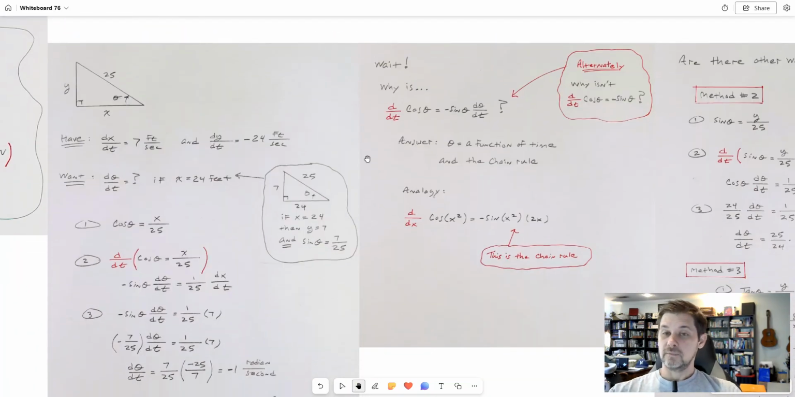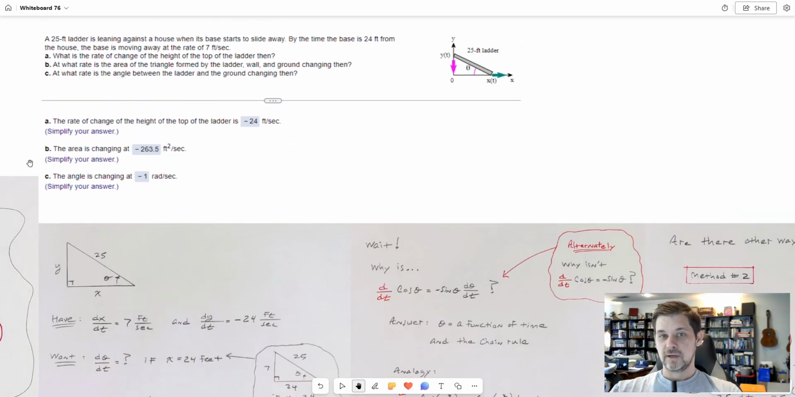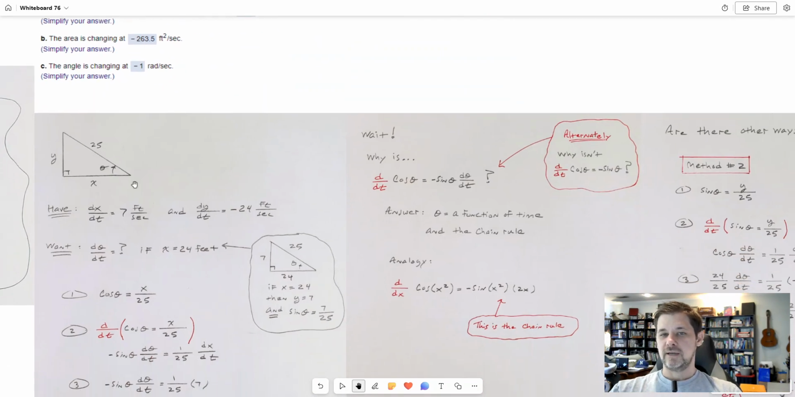The situation, as already described in parts A and B, is that we have a ladder leaning against a wall, making contact with the floor and the wall, and the base of the ladder slides out, and we presume the top slides down. The ladder with its points of contact to the wall and the floor makes a right triangle. If I'm told the base of the ladder is sliding away at 7 feet per second, then I can say if this distance is x, then dx over dt is 7 feet per second.